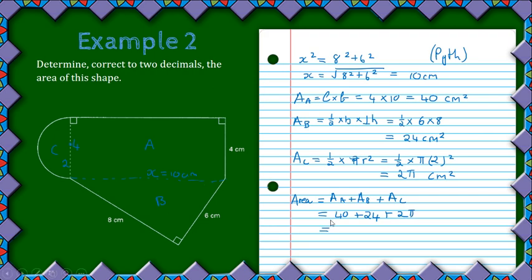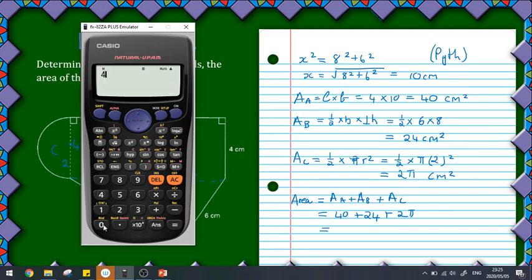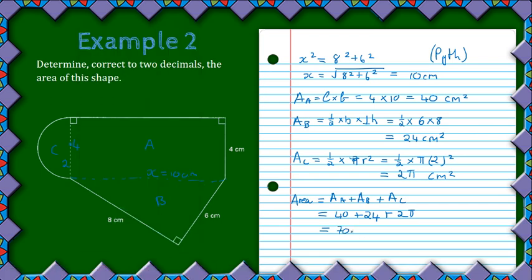So we have 40 plus 24 plus 2 pi, and the answer is 70, so this says to 2 decimal places, so 70,28. 70,28 centimeters squared.